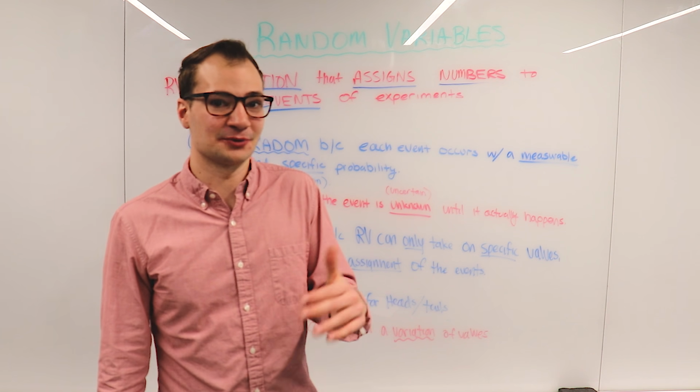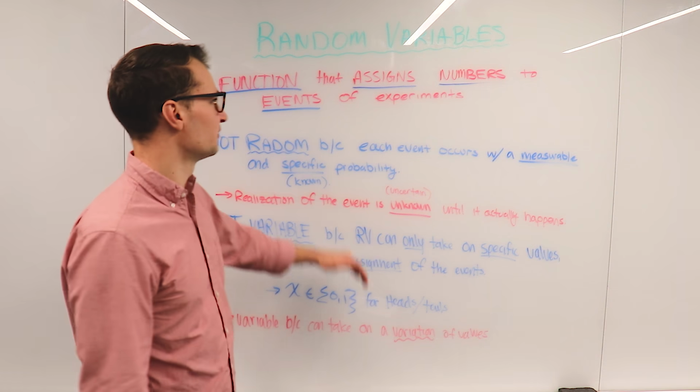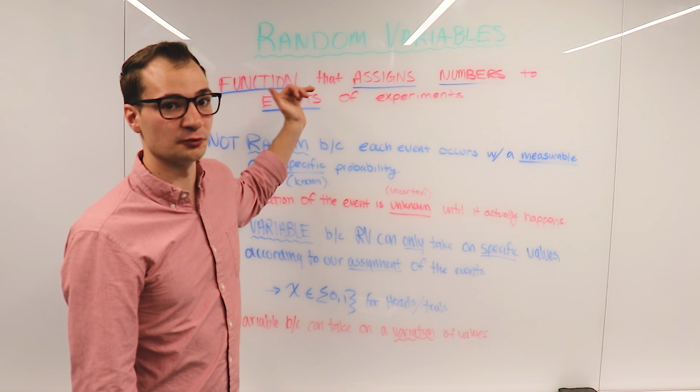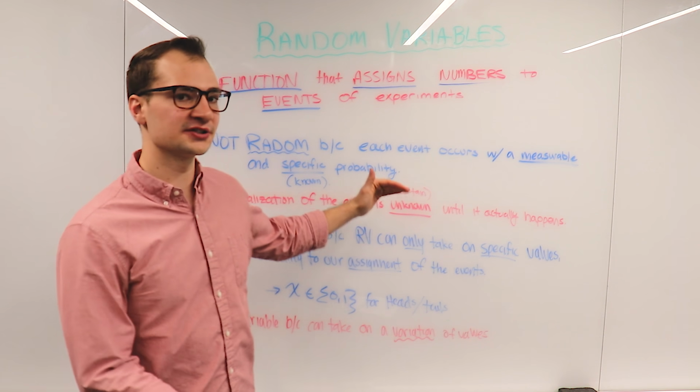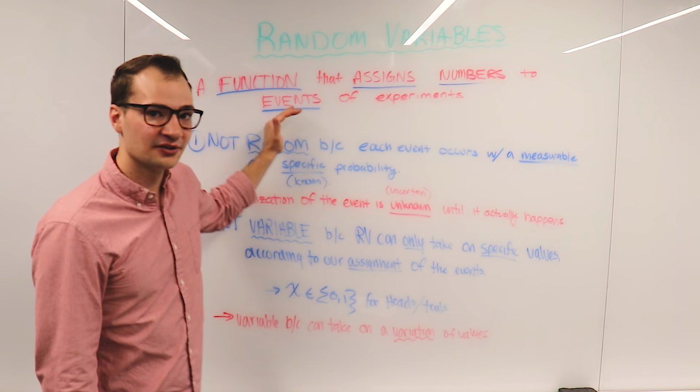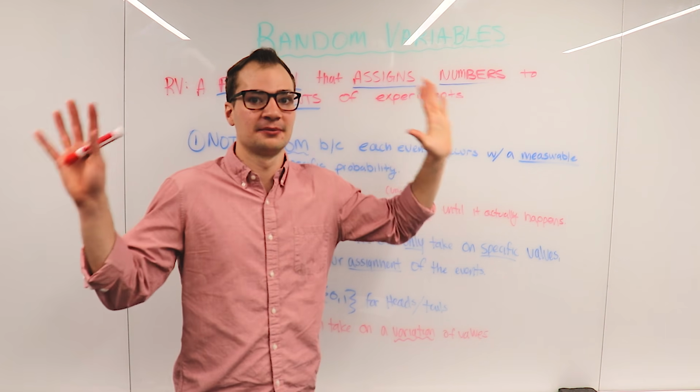So in conclusion, what should you remember? Well, a random variable is really a function. What do functions do? They assign or they map or they translate. What does it translate? An event into a number. That's what a random variable is.